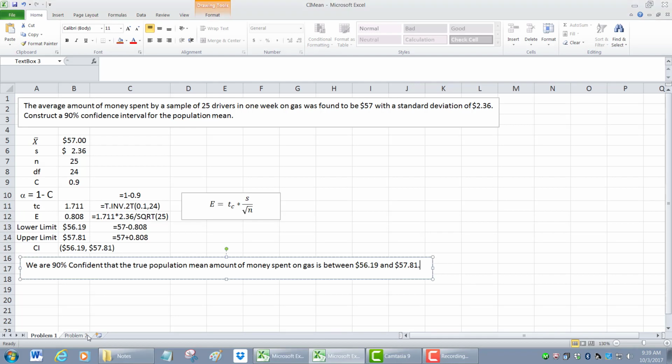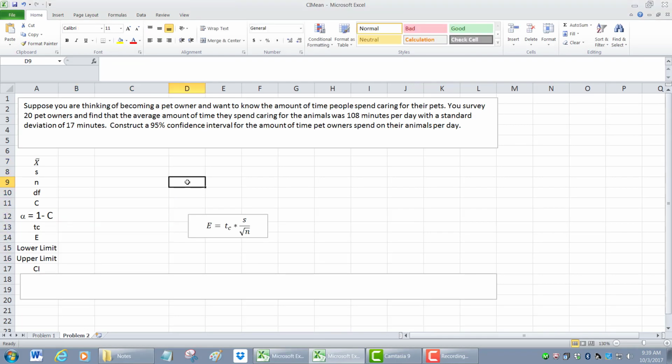Okay, let's go to problem 2. On problem 2, suppose you're thinking of becoming a pet owner and want to know the amount of time people spend caring for their pets. You survey 20 pet owners and you find that the average amount of time they spend caring for the animals was 108 minutes per day, with a standard deviation of 17 minutes. Construct a 95% confidence interval for the amount of time pet owners spend on their animals per day.